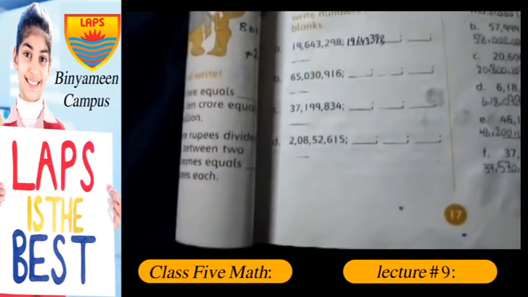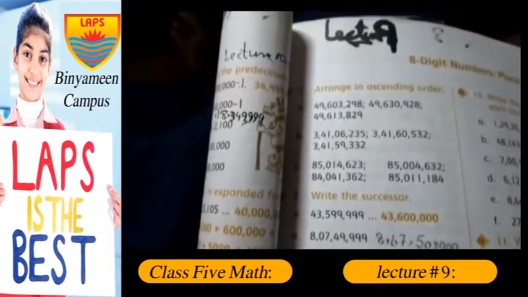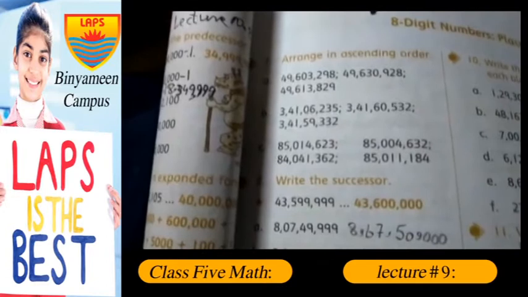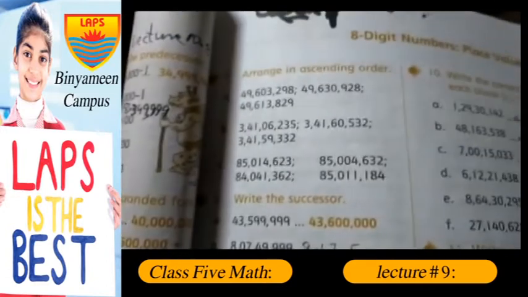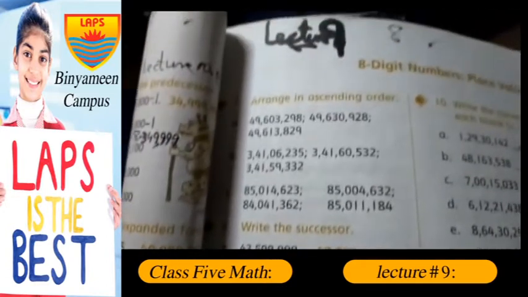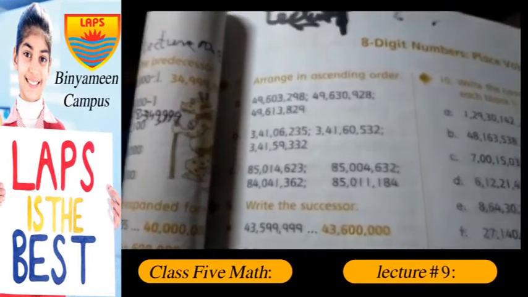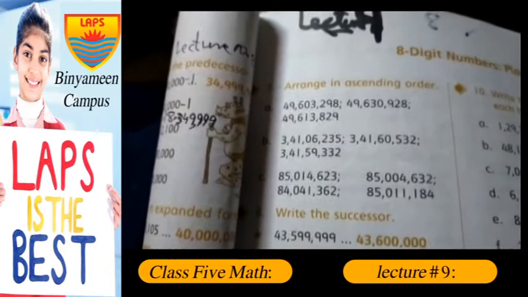Today I deliver a lecture, page number 17, arrange in ascending order. Ascending order, you can write the values in order from the smaller to the bigger value. For example, part A.